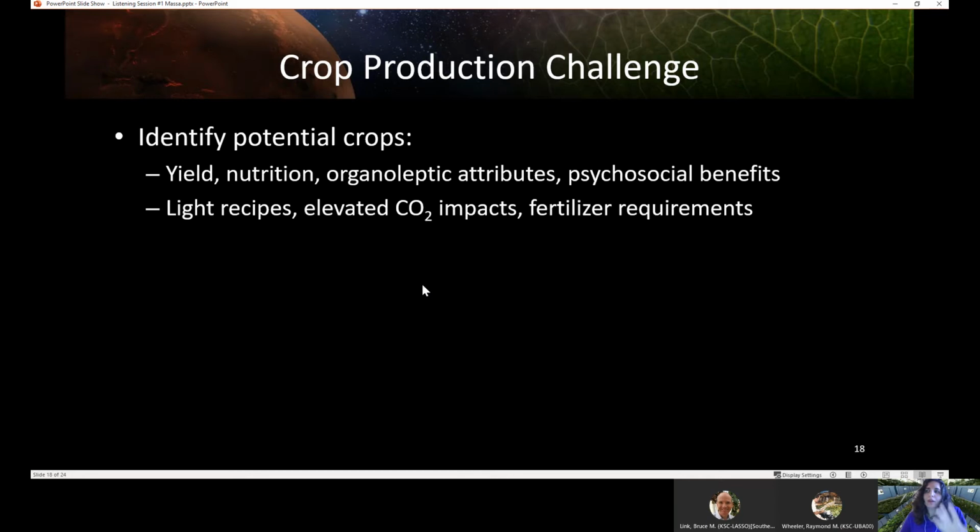We assess them under different light recipes, and Ray talked a lot about LED lighting. We can change the spectrum and determine whether or not that will impact the yield, the nutrition, the organoleptic attributes, etc. The microbial food safety may also be impacted by the light. Factors such as the elevated CO2 that we find on the spacecraft tend to be quite a lot higher than on Earth, so in this closed environment where you have a number of people, this elevated CO2 may really impact crop growth. And fertilizer requirements, and how do we adapt those to become more sustainable?